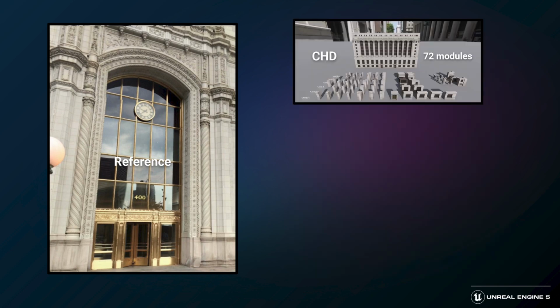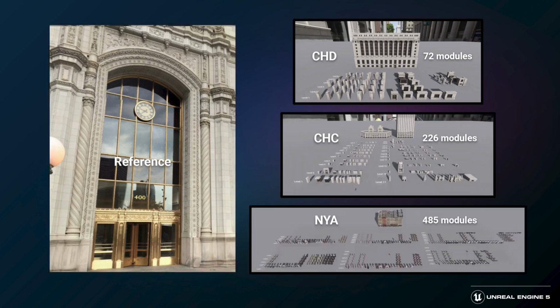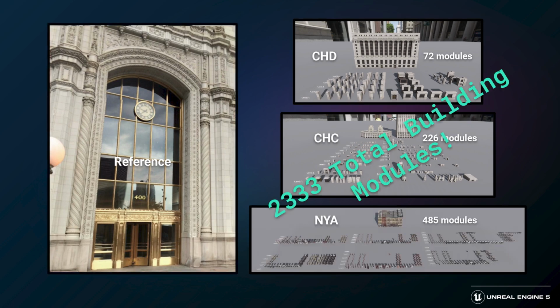As Vach spoke about earlier, after we break the building down, we're not talking about just shading a building. We're talking about shading modular pieces of a building. For instance, good old building CHD has 72 modules in its kit. But that's kind of a simple building. CHC has 226 modules. And NYA, 485 modules. So we end up with over 2,000 individual pieces of buildings that need shading.